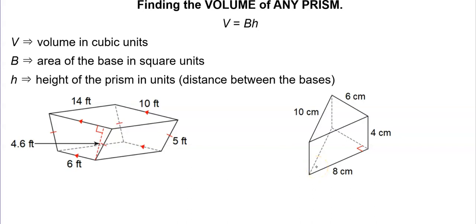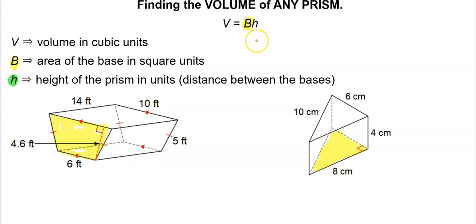Now, if I give you a prism, we can always find the volume of a prism the same way. Volume, the amount of space inside. What we need to do is find the area of the base. You're going to pick one of the bases, I don't care which one, and calculate the area of that one base. You can do this base or the back base. You can do the bottom. You can do the top. It really doesn't matter which one.